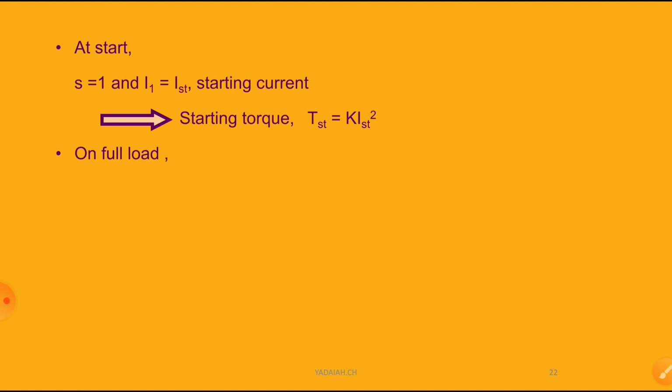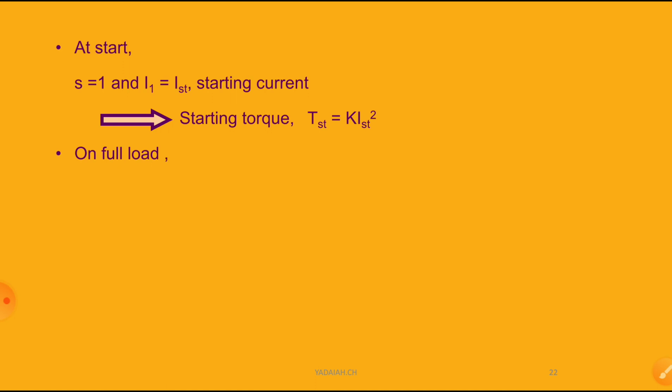What is the full load condition? So at full load condition, I1 is equal to I full load current. At that condition, the full load torque is equal to K into I full load current whole square by S_F. Okay, so this is the thing.